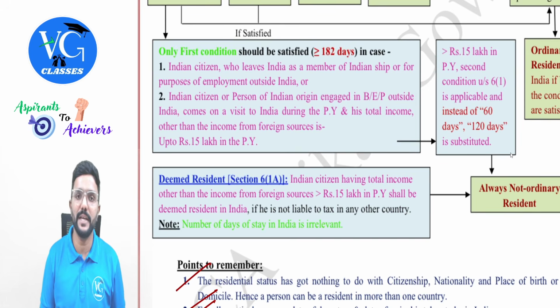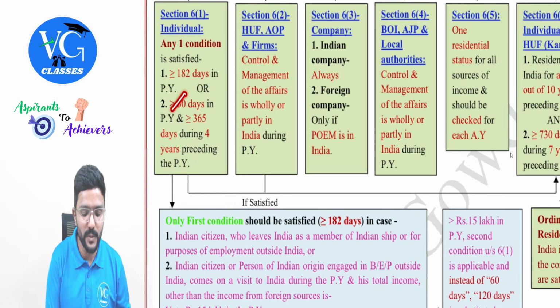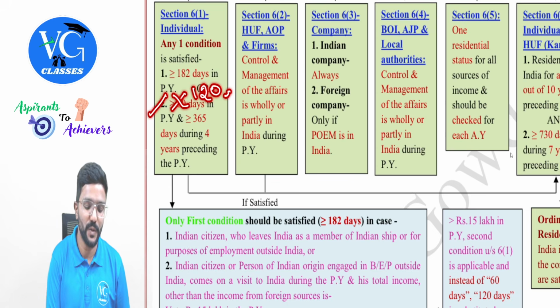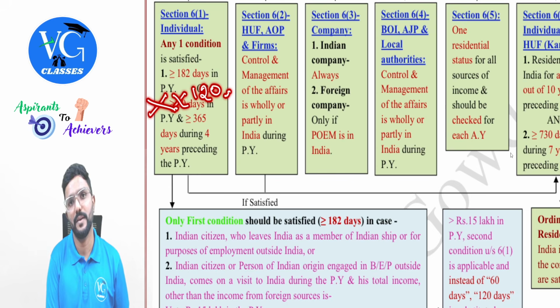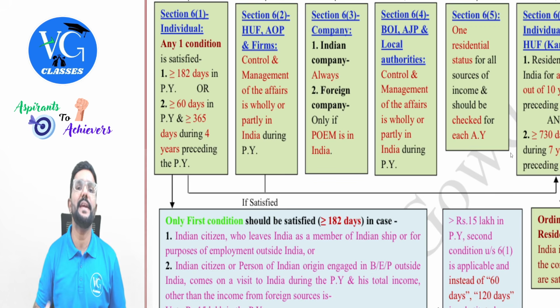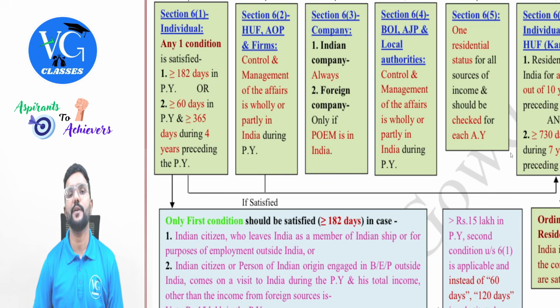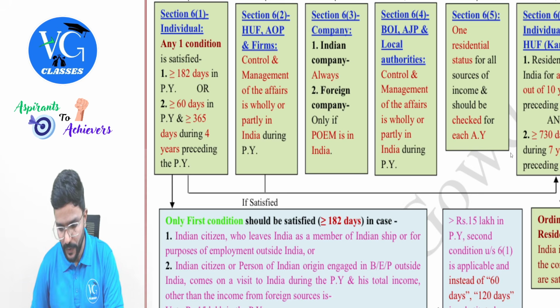Then the second condition is applicable, but instead of 60 days, it is 120 days. But he is coming to India every year for how many days? 100 days. So did he satisfy this? No, guys. He didn't satisfy it, because 100 days is less than 120 days. So he would be non-resident. Irrespective of his total income other than the income from foreign sources, he would be treated as non-resident, guys.